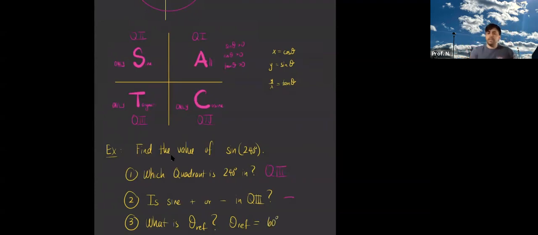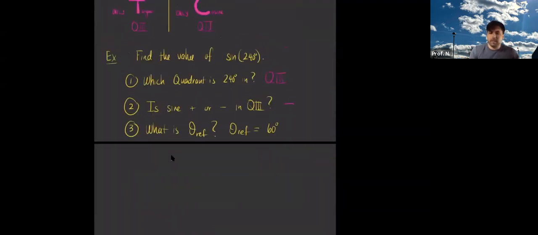Now put all these three things together and look what I get. Sine of 240 degrees is negative because it's in quadrant 3, and it's equal to the negative sine of the reference angle, which is 60. I go back to the reference angle. What's sine of 60 degrees? Rad 3 over 2. So sine of 240 degrees is negative rad 3 over 2. You guys see that?